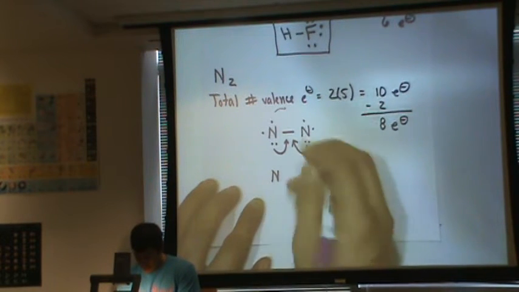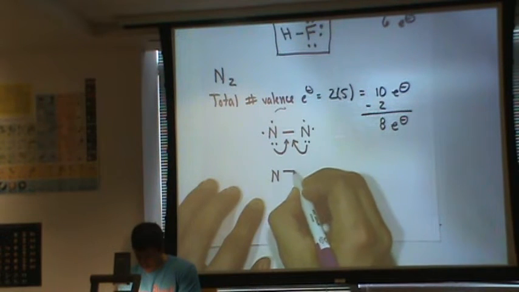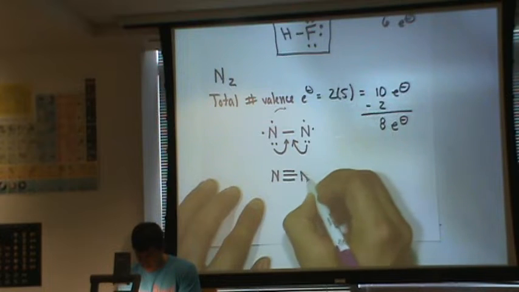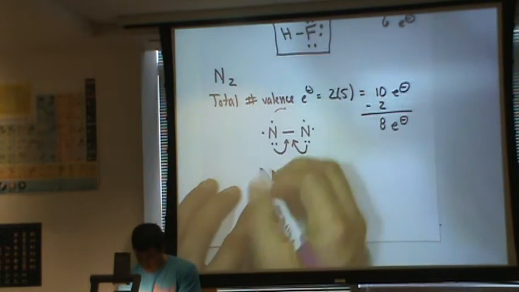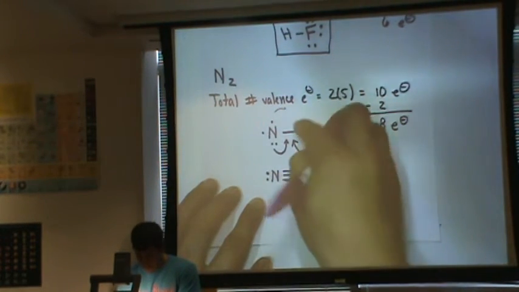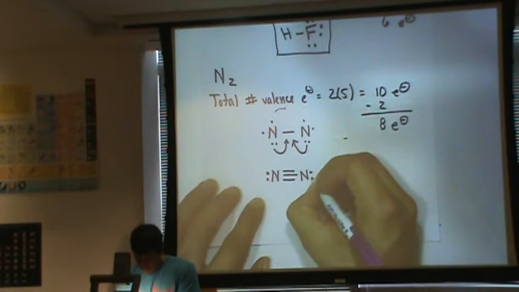So now we should have 3 lines, not 1. 1, 2, 3. And these 2 stay put, so I'm going to put them on this side.